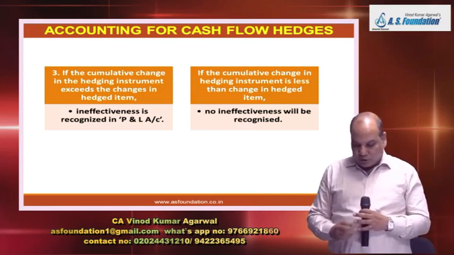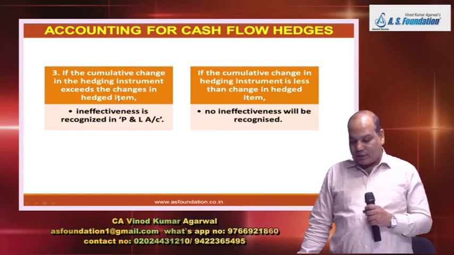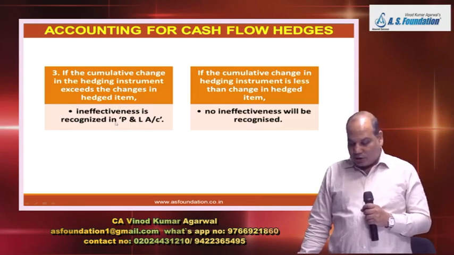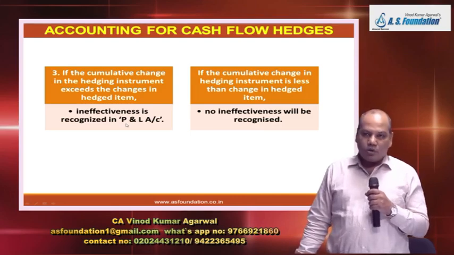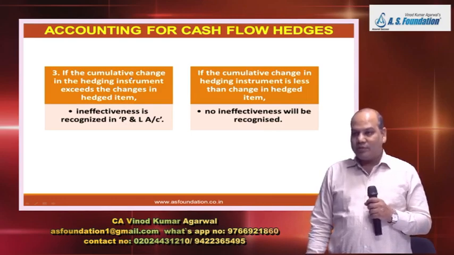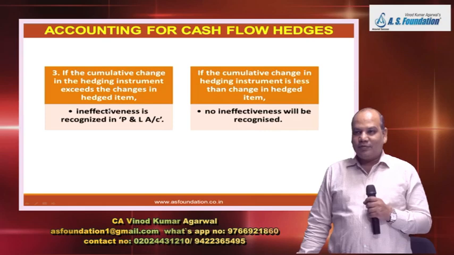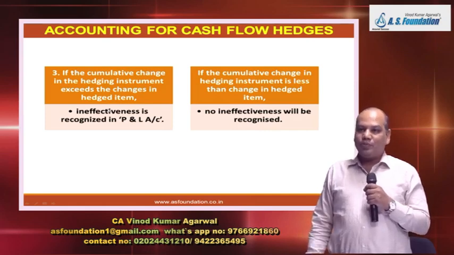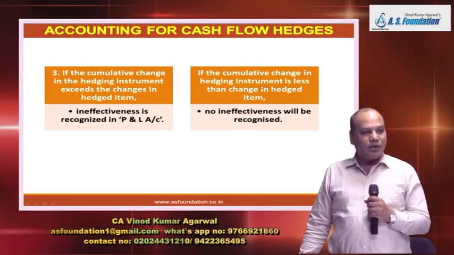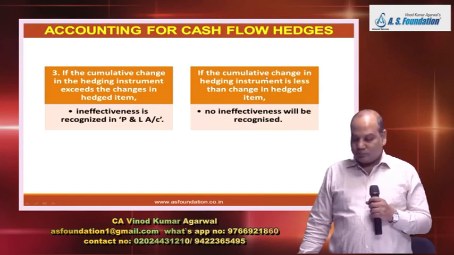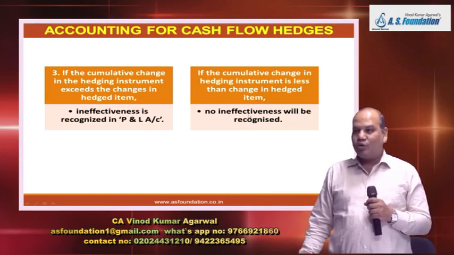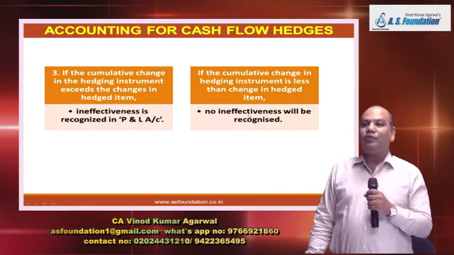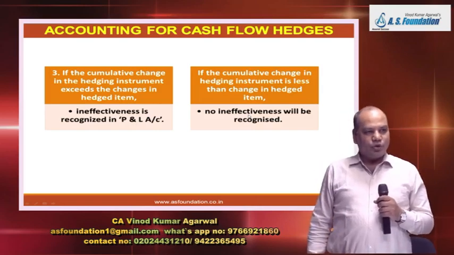And then point number 3: if the cumulative change in the hedging instrument exceeds the change in hedged item, that means change in derivative is more than change in hedged item, the ineffectiveness is recognized in profit and loss account. If change in derivative is 100 and change in hedged item is 80, 80 will go to OCI and 20 will go to P&L account. If the cumulative change in hedging instrument is less than the change in hedged item, suppose derivative change is 60 and change in hedged item is 80, then there is no ineffectiveness. The entire change in fair value of derivative will be recognized in OCI.